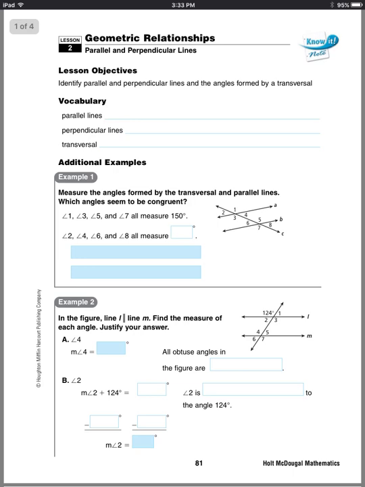All right? So, measure the angles formed by the transversal and parallel lines. Which angles seem to be congruent? Now, the measures of angles 1, 3, 5, and 7 all measure 150 degrees. Okay? Which means that angles 2, 4, 6, and 8 have to measure 30 degrees because all of those are adjacent angles to what we know and they lie on a straight line and they're vertical angles. So we talked about that yesterday.